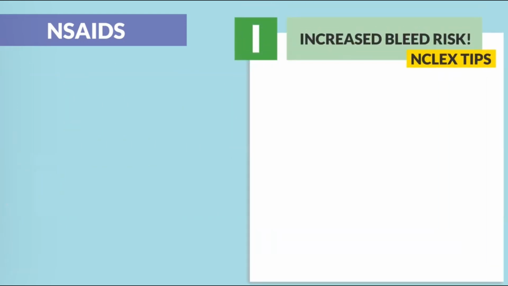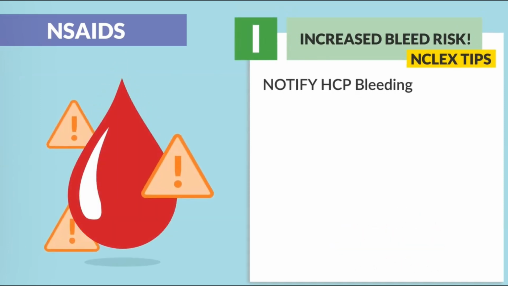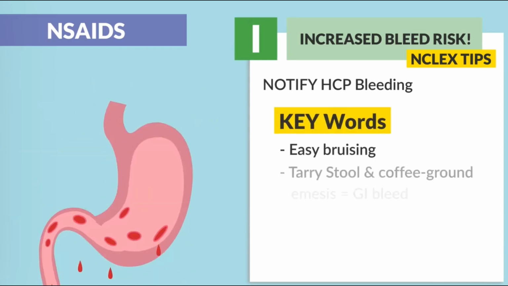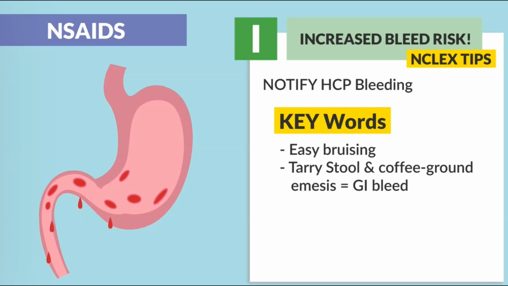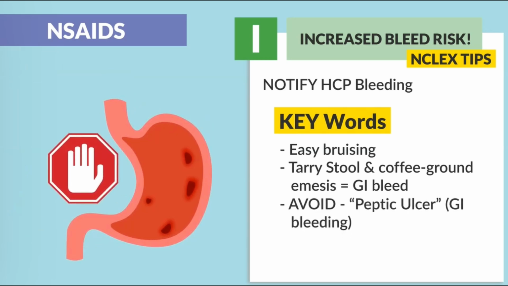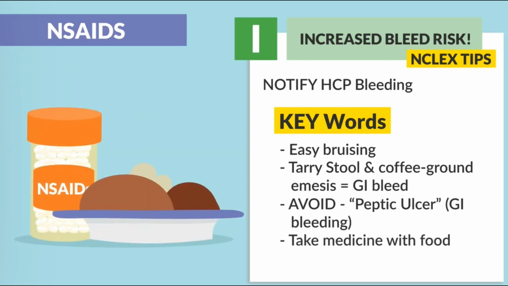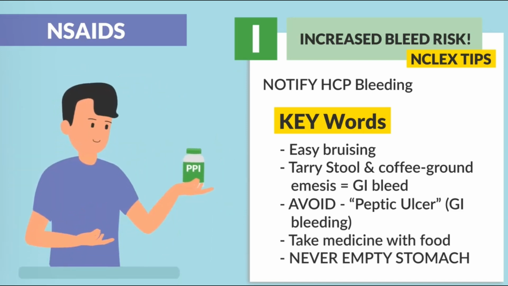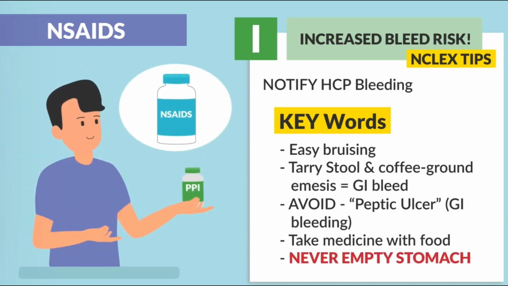Again, another big NCLEX tip here. So we monitor and key term, notify the HCP for all types of bleeding. So keywords for bleeding is easy bruising, tarry stool, and coffee ground emesis, usually indicating a GI bleed. Now, since NSAIDs block prostaglandins, which protects the lining of the stomach, guys, we avoid peptic ulcer patients, leading to GI bleeding. And we always take this medication with food, never on an empty stomach. But if the patient is on an acid reducer like a PPI, then it's okay to use an NSAID.